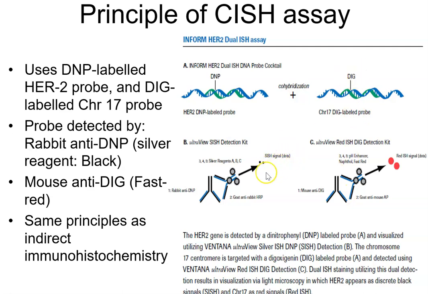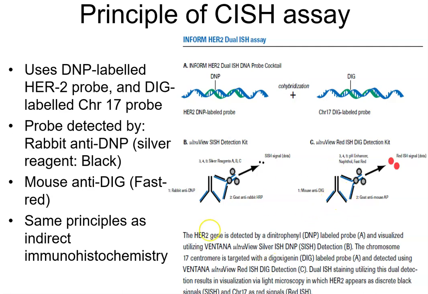Then we can put on DAB to give a black signal, and we can put on Fast Red to get a red signal. Once you've hybridized your probes, everything else is exactly the same as immunohistochemistry that the histology labs are routinely used to doing. Also, really importantly, that immuno can be done on an automated immuno machine that will do all the wash steps for you.